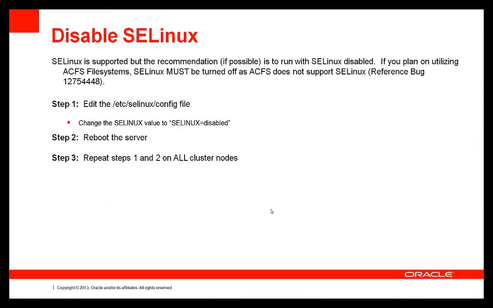We'll now go ahead and disable SELinux. SELinux is supported, but the recommendation, if possible, is with SELinux disabled. If you plan on utilizing ACFS file systems, SELinux must be turned off. ACFS does not support SELinux, and there's a reference bug, which is bug 1275444. To disable SELinux, you'll edit the /etc/selinux/config file. You'll set the SELINUX parameter to disabled. You'll go ahead and reboot the server, and you'll repeat steps 1 and 2 on all cluster nodes.